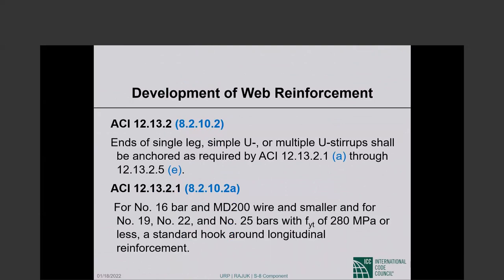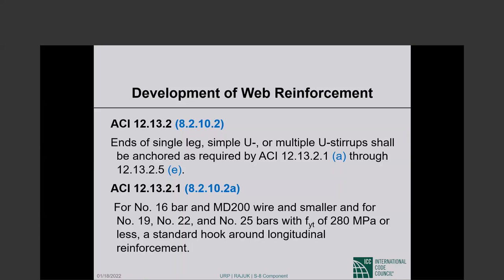Ends of single leg, simple U, or multiple U stirrups shall be anchored as required by the section, 0.1 through 0.5. So the BNBC numbering is A through E. So ends of single leg, simple U, or multiple U stirrups shall be anchored as required by 12.13.2.1, 2.2, 2.3, 2.4, or 2.5. Five different ways of anchoring.